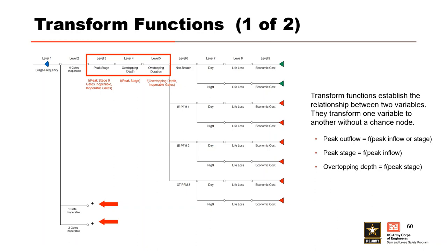In the example, the one gate inoperable and two gates inoperable contain plus signs. Therefore, the structure of the tree after those nodes is identical to the zero gate inoperable branch. Each gate scenario, however, results in a different peak spillway discharge, peak stage, peak overtopping depth, and overtopping duration, which are obtained using the transform functions.